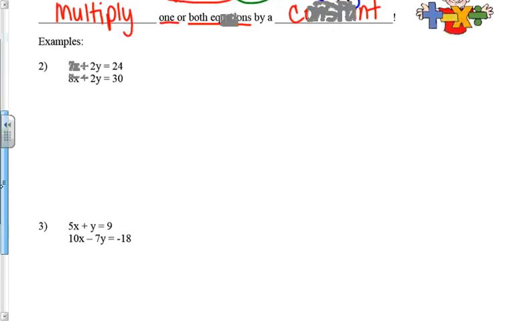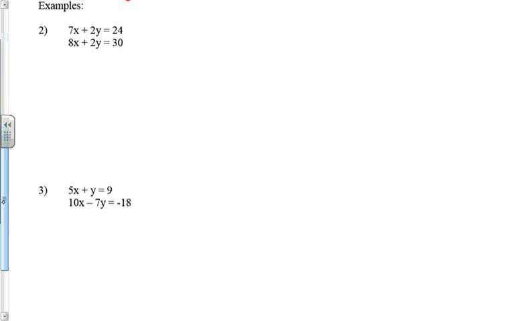Let's look at another example. This problem here, number 2, if you look, you're going to try and eliminate the y's. So we could multiply either the top equation by -1, or if you wanted to, you could multiply the bottom equation by -1 because it really does not matter. Either one of those is going to give you a -2y in here, and eventually they will be canceled. Okay?